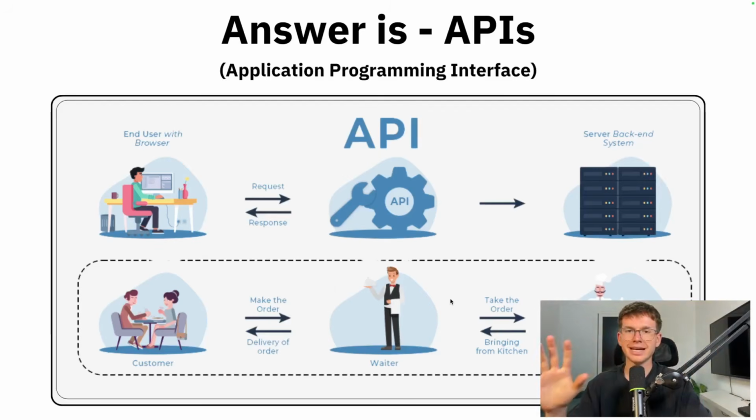And so that is the exact same when it comes to APIs for software, where we have one software here, and another software here, and these two software communicate with each other through a series of requests and responses. So the request in this case would be to make the order. The response would be the actual order being delivered to their table. And that is the exact same when it comes to these software.